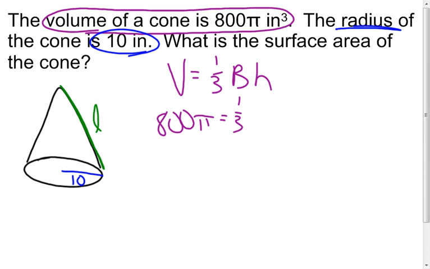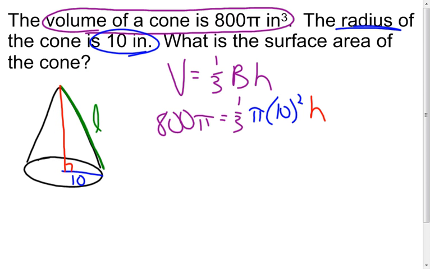Well, area of the base, I could figure that out, because that's going to be pi times the radius squared, which is 10. And then the height, well, I don't know that, but I could solve this equation for the height, and if I draw that height in, that would be right here. And then if I can figure out the length of that red piece, and I already know the blue, I have a right triangle in there. Use the Pythagorean theorem to find the length of the green, which is the slant height.